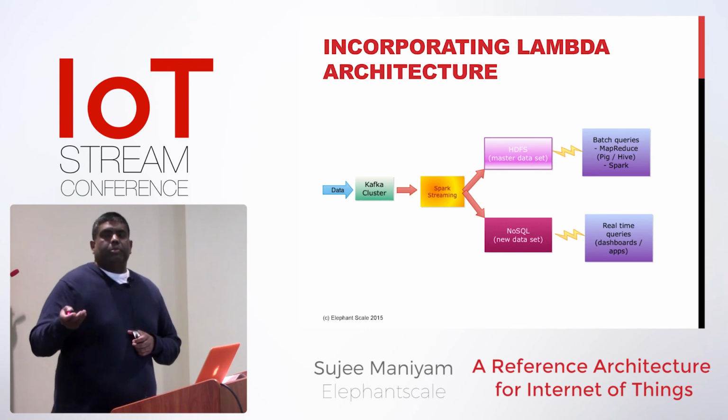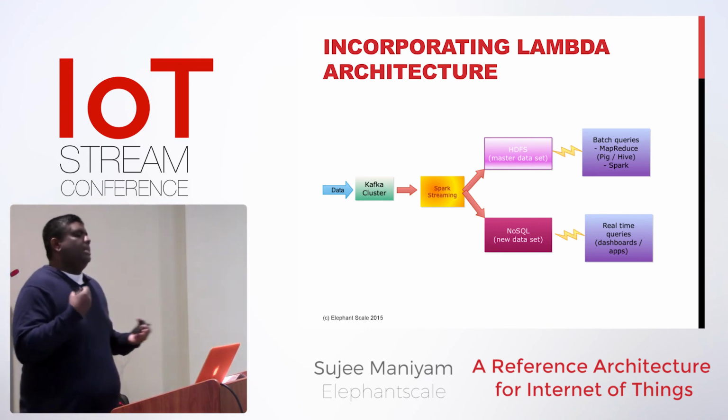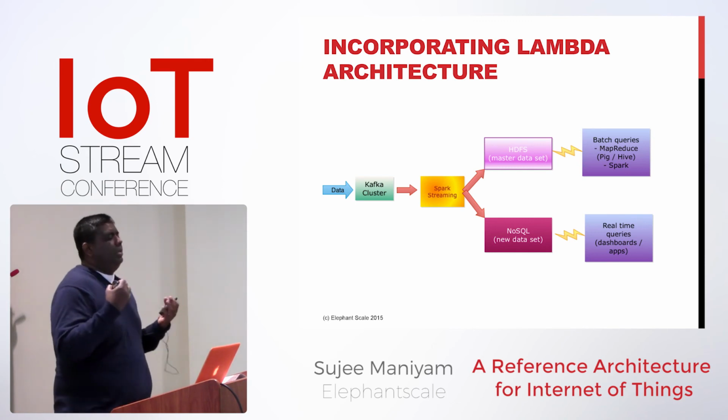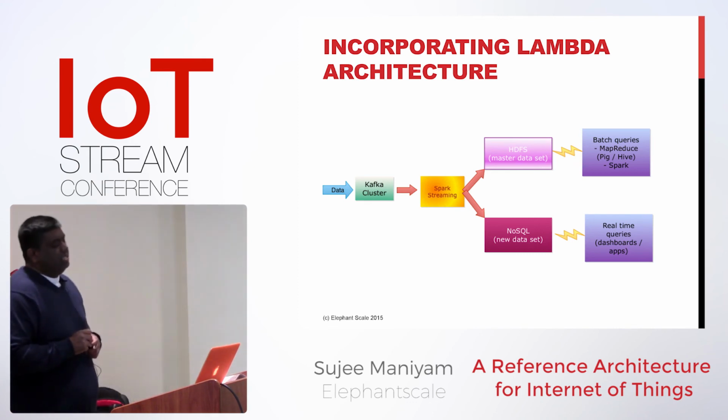So in NoSQL, you could set up a policy like, my NoSQL stores only, say, the latest data, last 3 months worth of data, last 6 months worth of data, whatever our policy is. And you can see queries. Our batch queries are going here. Our real-time queries are going here. So basically, this is our Lambda architecture.